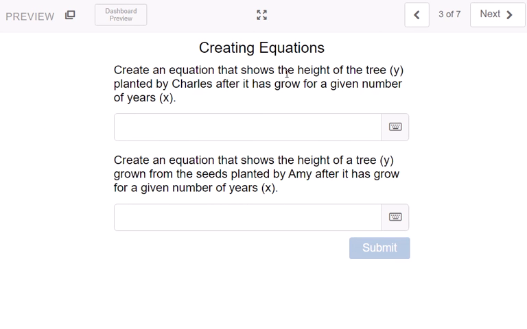Create an equation that shows the height of the tree Y planted by Charles after it has grown for a given number of years, X. I'm not telling you the domain and range, I'm telling you what each axis represents. So X is the number of years and Y is the height for both. So we would say Y, the height, is equal to something. Then create an equation that shows the height of a tree Y grown from the seeds planted by Amy after it has grown for a given number of years. Same thing, the height Y equals some expression that involves X.